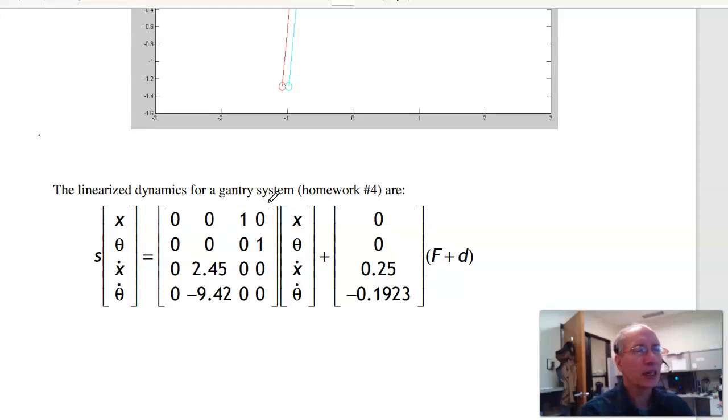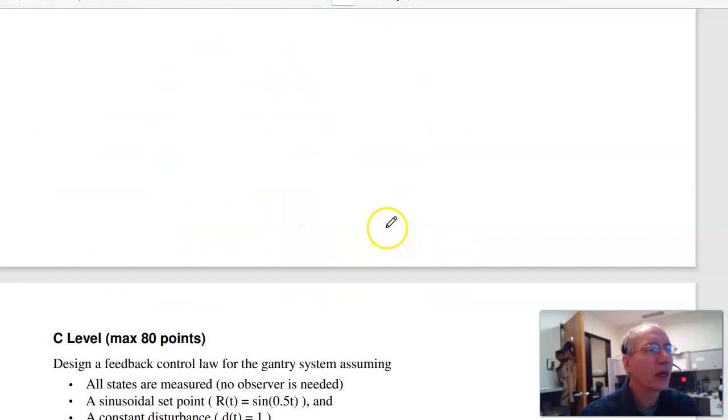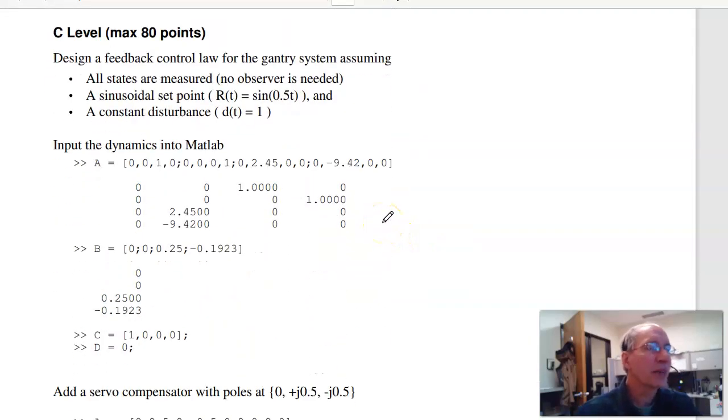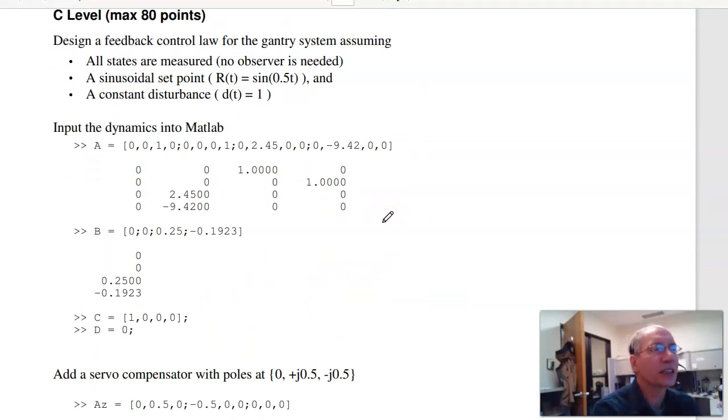So to do that, I'll take the dynamics. Here's the system's A matrix. There's the B matrix. It changes each semester. For this semester, that's your A and B. Come up with a servo compensator so that I can track a sine wave and reject a constant.